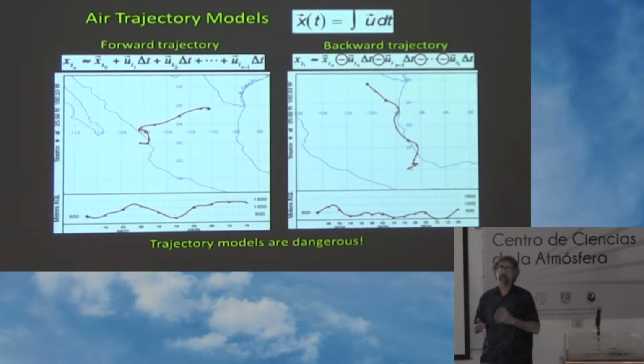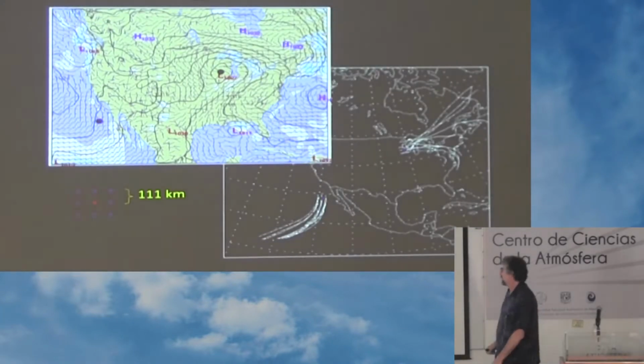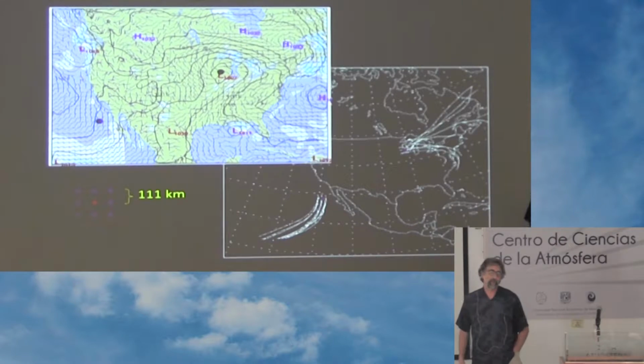But in addition to that, you have diffusion. And diffusion is not represented in these models, at least not in this form. So maybe the air that was sampled here came from here, but maybe also it came from some other places. Okay. So here is a technique that can be used to evaluate the uncertainties.